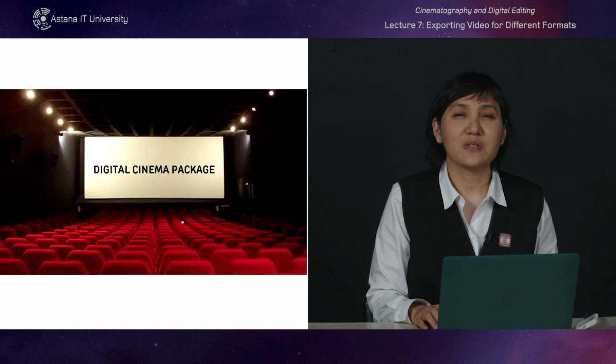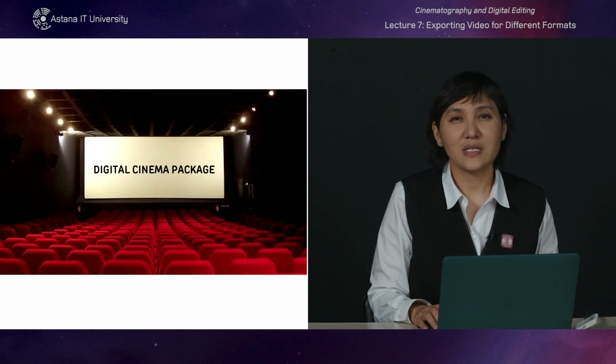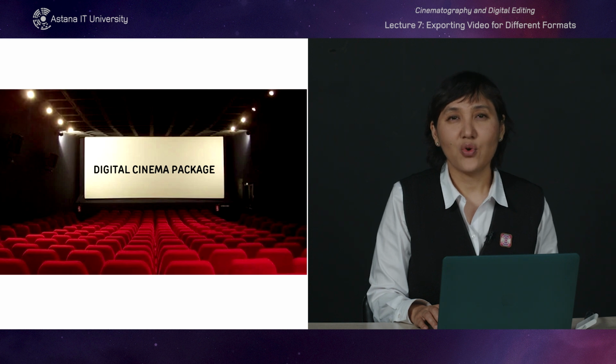Cinema requirements: the highest quality export settings, as the video will be displayed on large screens where every detail is visible. The standard resolution for cinema is 4K, 4096 by 2160, this is the dimension. But higher resolutions may also be used depending on the production.